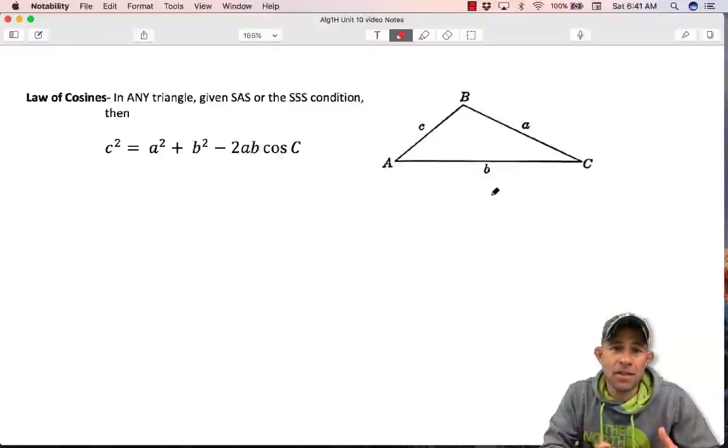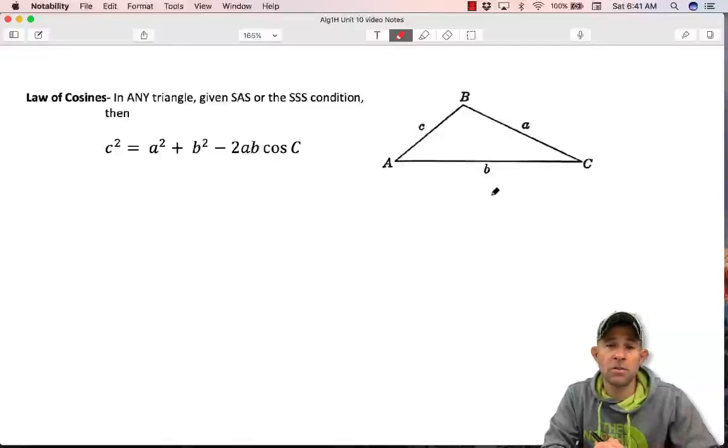Hey guys, welcome back. Today we're taking a look at another law that should be familiar to you from geometry. This is called the law of cosines.